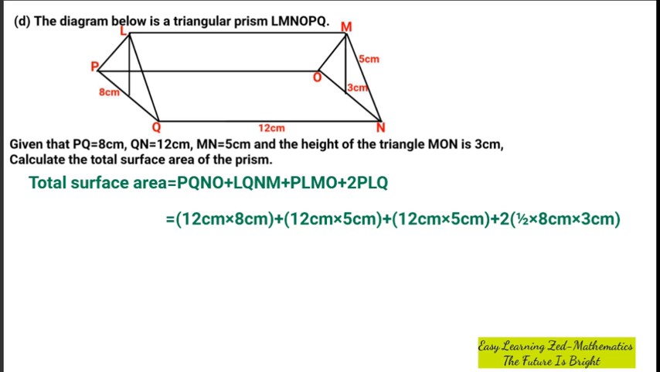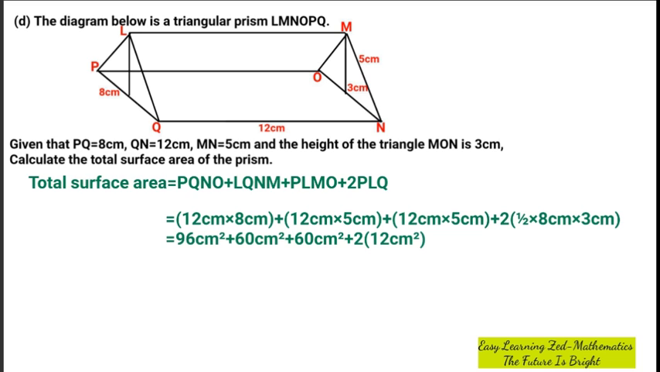Okay, then once we've done that, we're going to find the product of these. So 12 times 8 will give us 96, plus 12 times 5 will give us 60, plus 12 times 5 will give us 60, plus, and then we're going to simplify what is inside the brackets. When you simplify 1/2 multiplied by 8 will give us 4, 4 by 3 will give us 12. Then we are going to have 2 by 12 centimeter squared. Then we are going to start adding.